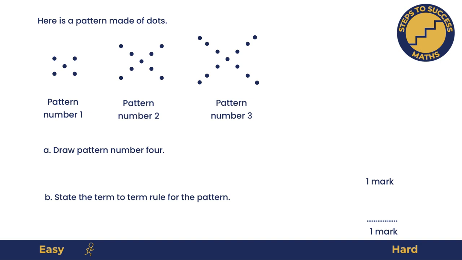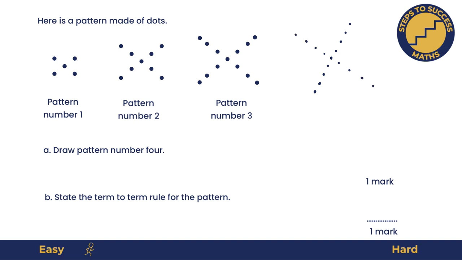So it kind of makes a cross shape, adding one more dot each time on the outside. So pattern number 4 is going to have 1, 2, 3, 4, 5, 6, 7, and then an extra one on each end, 8, 9, and the same across in the other direction. And that's what it looks like, so I'm going to draw it here.